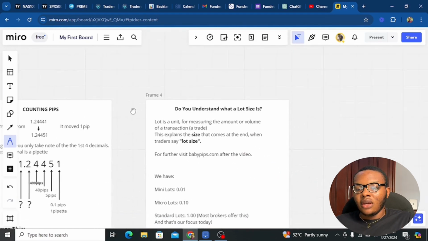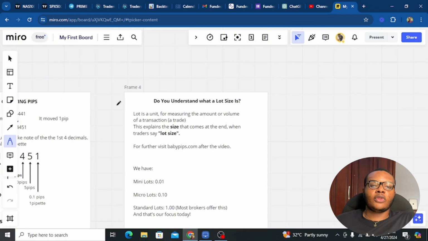Okay. So coming to the lot size. What do you understand by lot size? What do you think a lot size is? Lots is a unit for measuring the amount of volume of a transaction or a trade. This explains the size that comes at the end of the lots. That's why you hear traders say lot size, like, what lot size did you use? It's like, what is the size of your lot? Get that? So it's very simple.